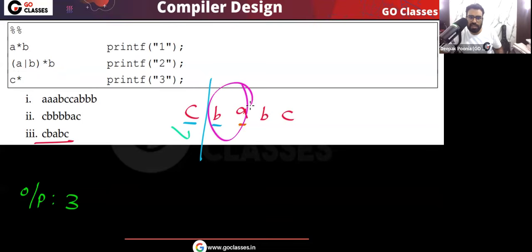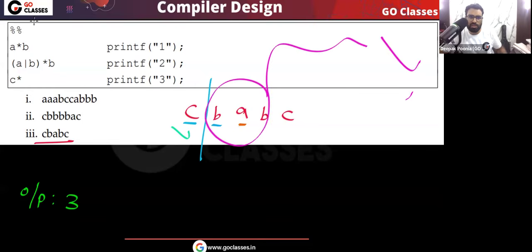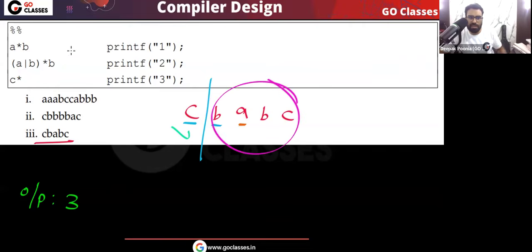So remember, so far the second regular expression is in the race, but it is not matching. It is in the race. Then BAB: the second regular expression is matching also, it is in the race also. Then BABC: now all the regular expressions are out of the race. So what was the last matching point? This was the last matching point.